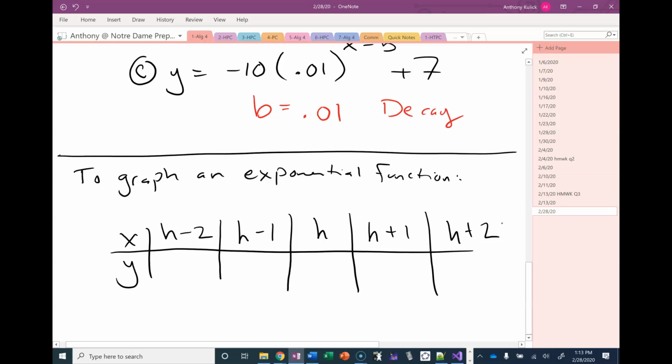Is somewhat similar to when we graphed exponential functions, right? Or not, the radical functions last chapter, right? Where we use those h's and k's to kind of determine what values of x and y we were using.